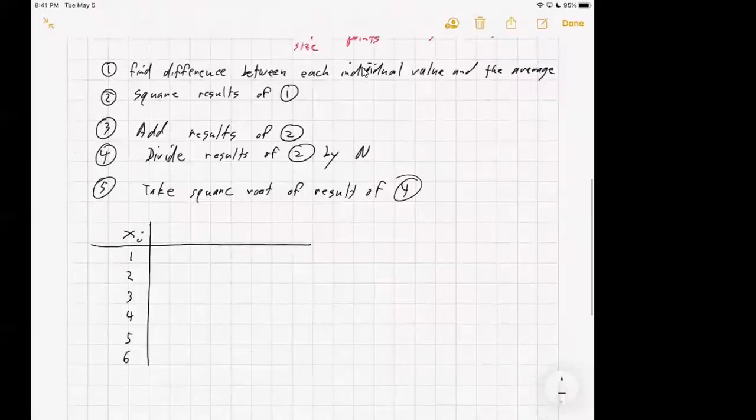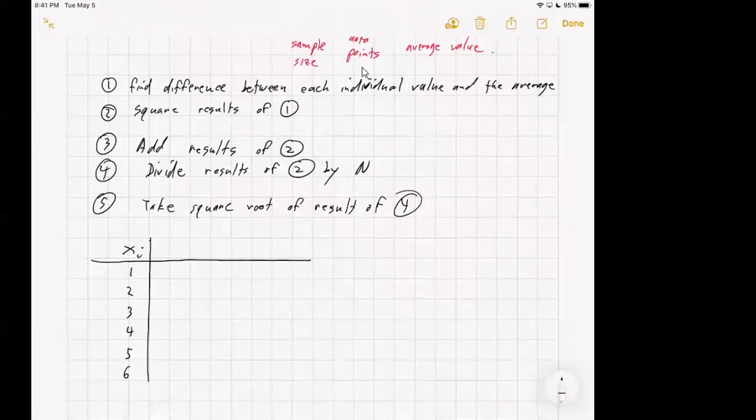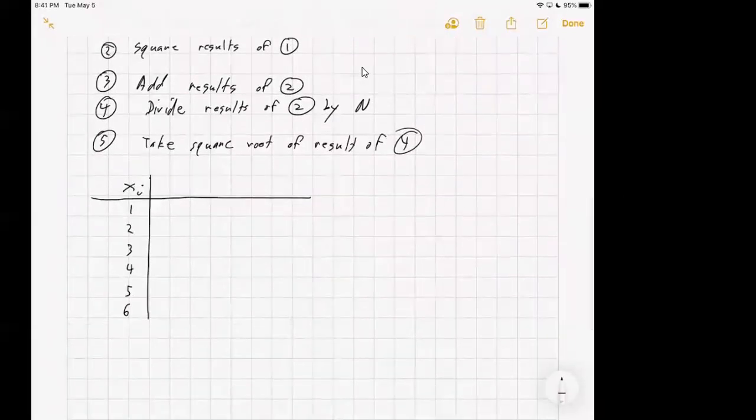Now, I guess I left out a step. The formula says find the difference between each individual value and the average. So what you need to do is total these up first. Under here, I'm going to write the sum of the x of i's. That means add them up, and I already know those add to 21. Then I can find the average by taking 21 and dividing by the number in the set, which is 6. So the average is 3.5.